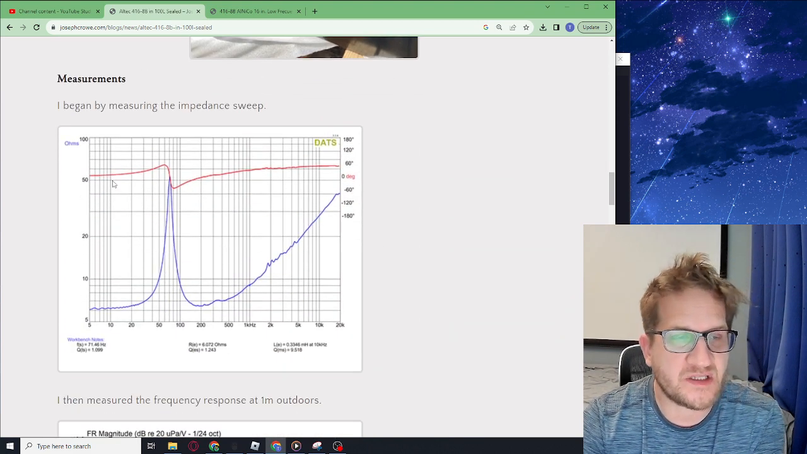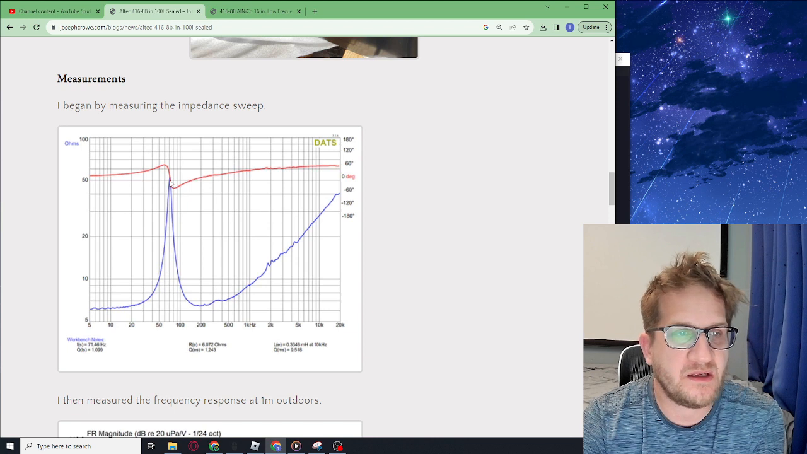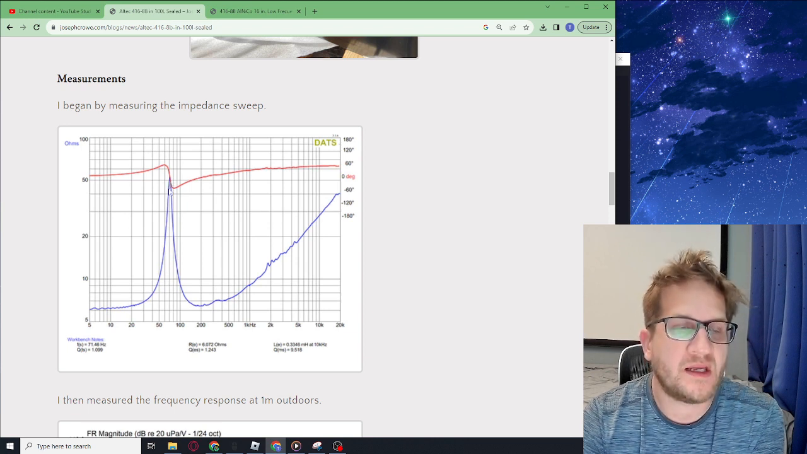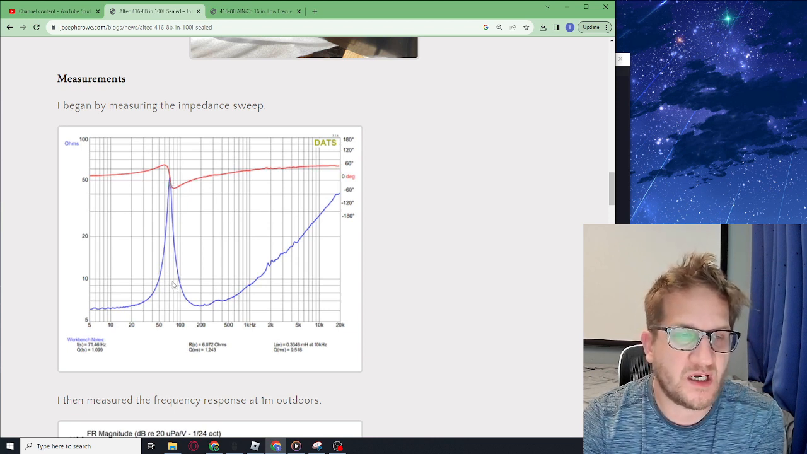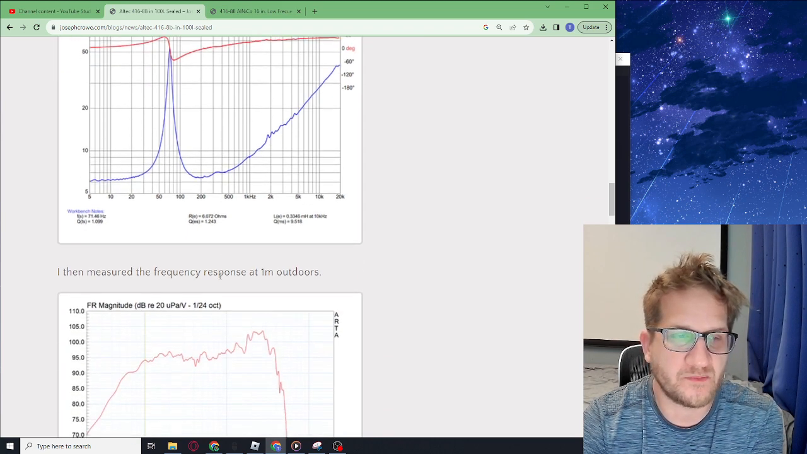So let's start with the impedance curve here. You can see with the 100 liter cabinet, we're getting the tuning at 70 hertz, and so there's not much to report here, just the inductive rise, and then you can see that the breakup in the diaphragm starts to occur at around 1900 hertz.